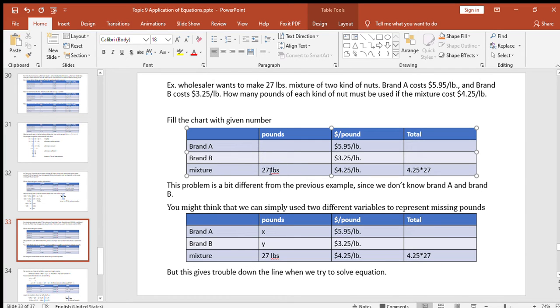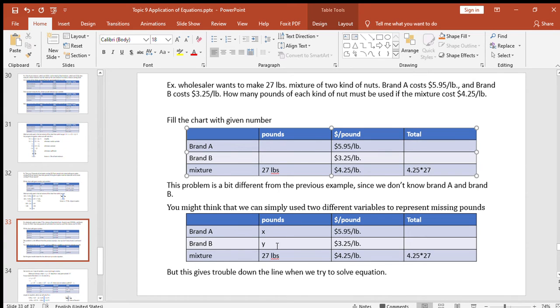Well, we can use variables. You might think, oh, we're going to use two different variables. Let's say brand A is x and brand B is y. But this gives us trouble down the line when we solve, because how are we going to solve for x if we have another variable in our equation? That's a whole kind of mess that we don't want to do. So what do we do?